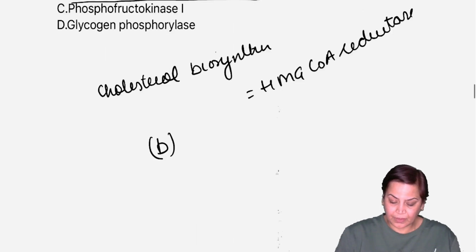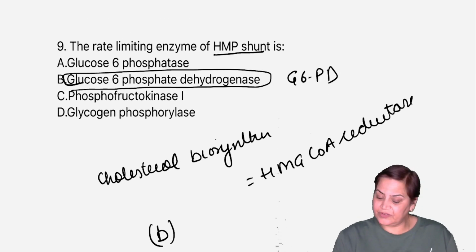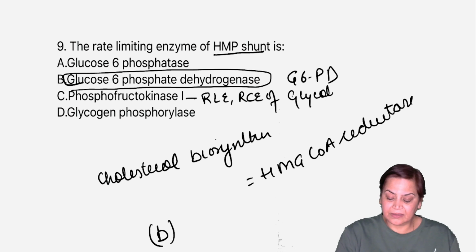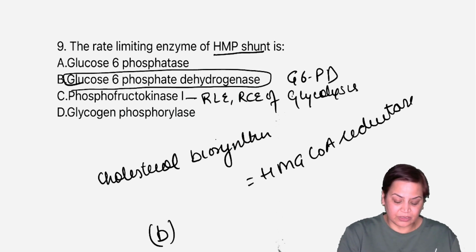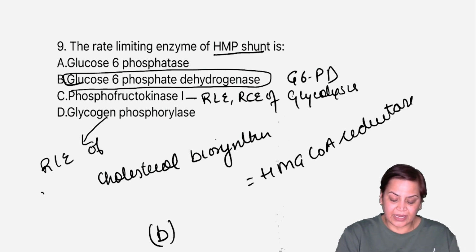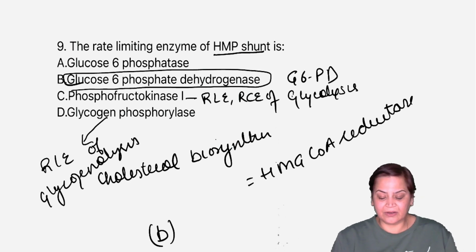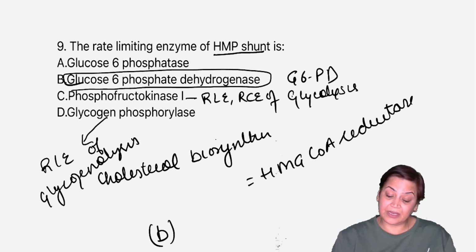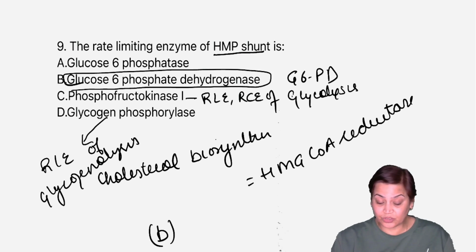Right. If we talk about others, glucose 6-phosphatase is not a rate limiting enzyme. Phosphofructokinase, yes, it is a rate limiting as well as rate committed enzyme of glycolysis. And glycogen phosphorylase is a rate limiting enzyme of glycogenolysis. Right? So here it will be B. Because HMP shunt plays a very, very important role in RBCs and adipose tissue because it generates ribose sugar and NADPH.